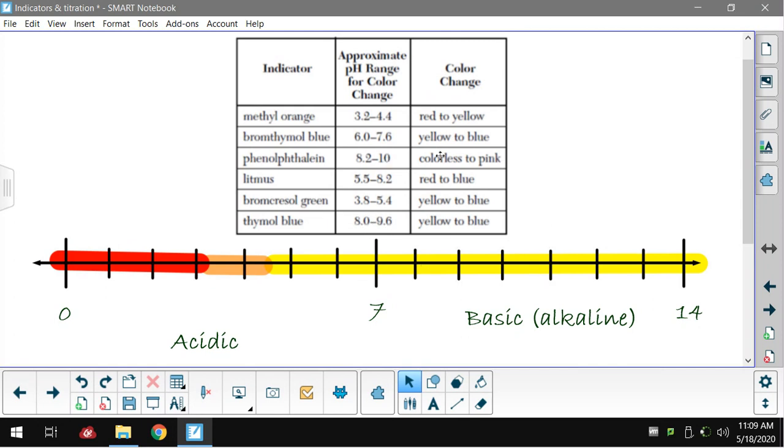So all of these indicators have a different transition pH, but that transition pH is indicated here on Table M. All right, so take a look at the worksheet and see how you do on that.